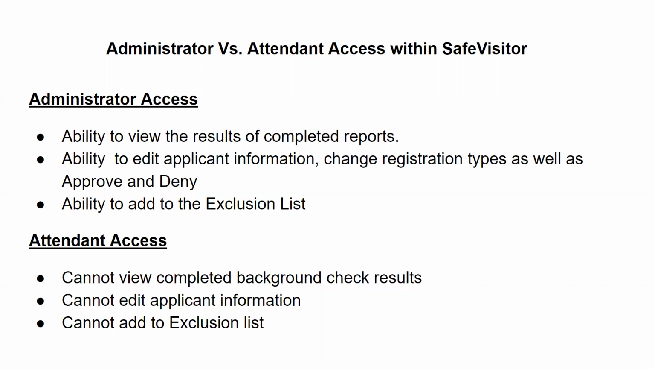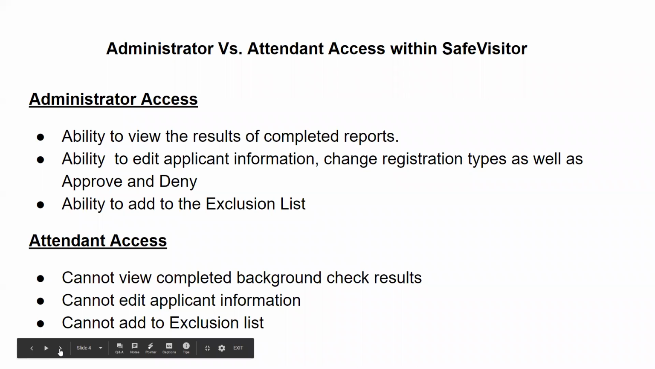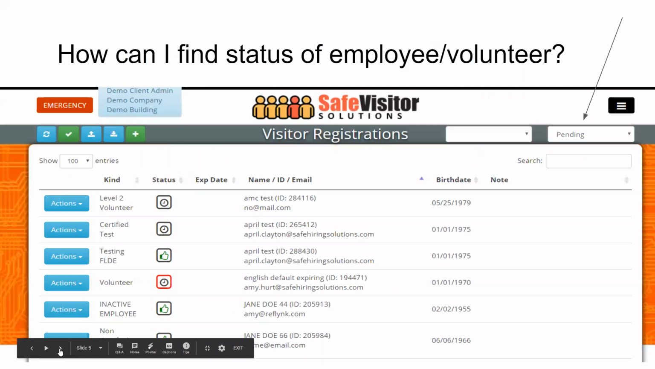One of the things that I forgot to mention on administrator access was that you do, as an administrator, have the capability to change individuals from one registration type to another. Maybe you have an employee within your organization. They are no longer employed, but they are now going to become a volunteer of that organization. You have the capability to change the registration type to volunteer versus employee.